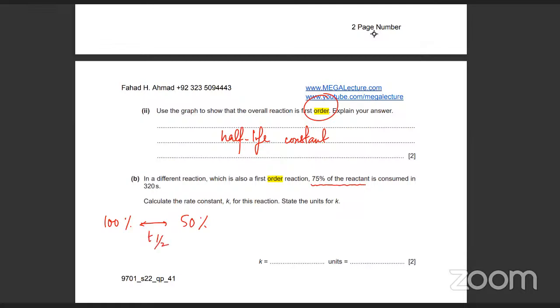After the second half-life, the 50%, its concentration would further decrease by half. So it's going to become 25%. So that's your second half-life. So that's basically two half-lives. After two half-lives, your concentration has decreased by 75%. So this 320 seconds is basically equal to two half-lives. Clear?